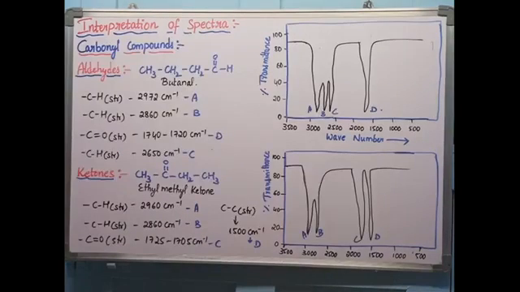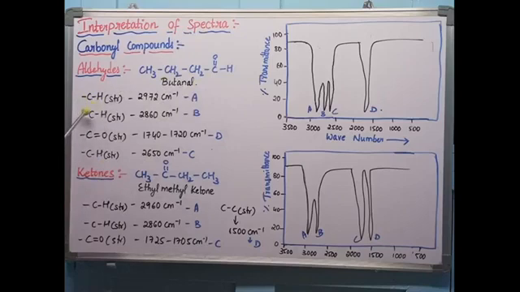Let us see the spectra of carbonyl compounds. Carbonyl compounds are compounds which have CO as a functional group, and aldehydes and ketones are called carbonyl compounds. I'm taking the aldehydes first. Aldehydes have CHO as a functional group. I'm taking butanal here. There will be 4 carbons including the CO. The al indicates the aldehydic functional group.